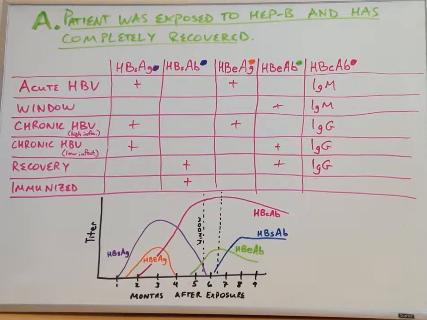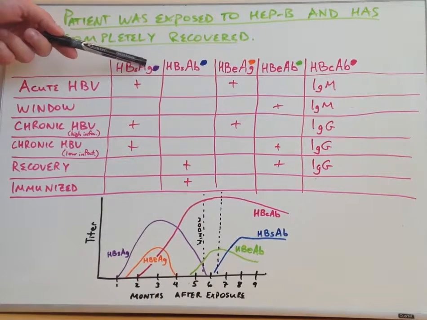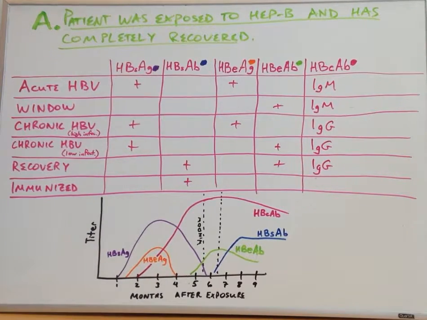The answer is A. The patient was exposed to Hep B and has completely recovered. To explain this, I'll just use this diagram and graph. So looking at this spreadsheet, we have our serum markers as well as their color indication for the graph down below. And here we have the phases of the hepatitis infection.